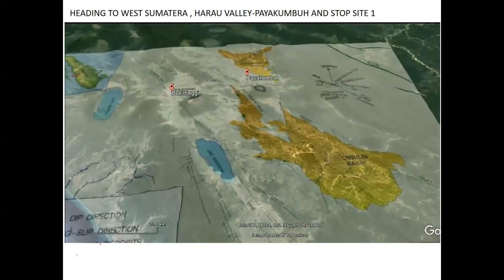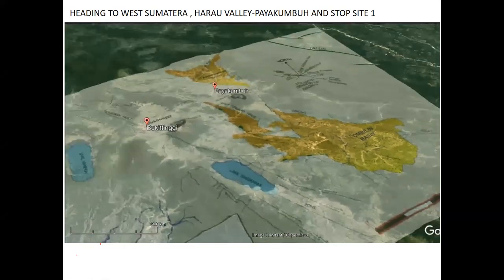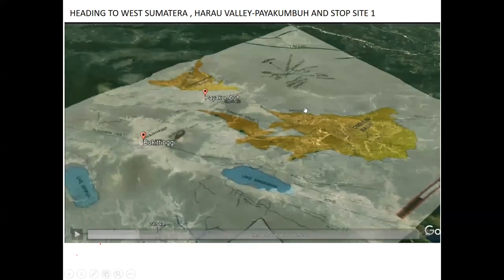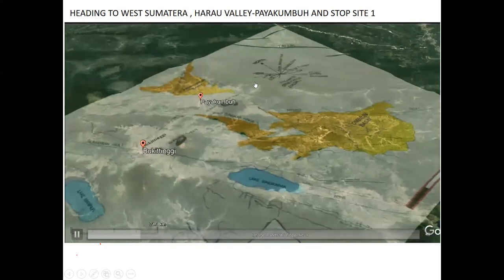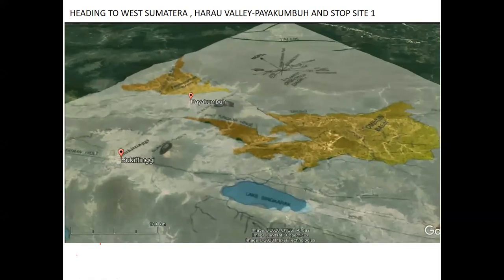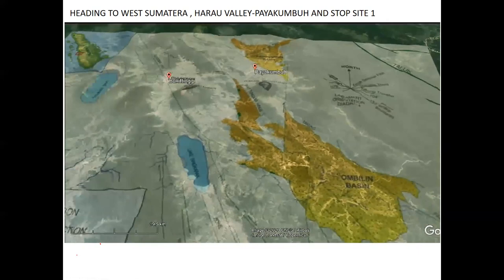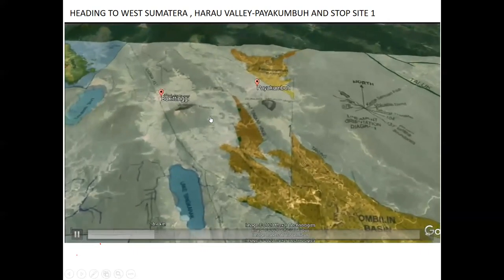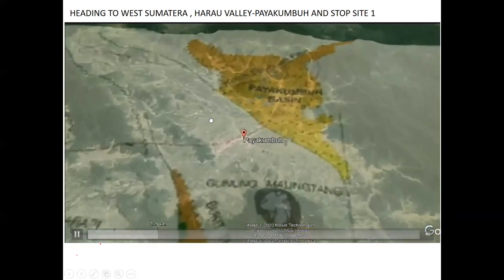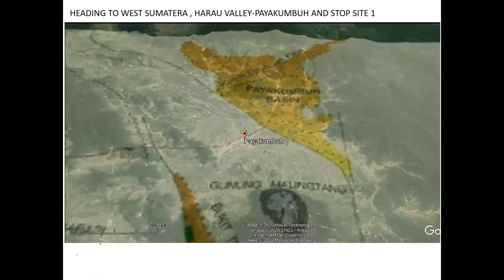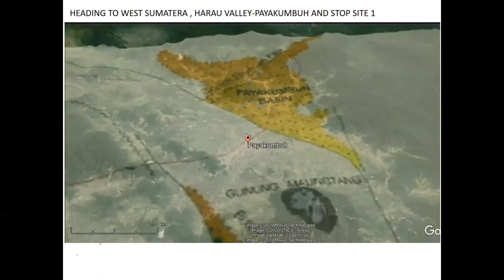So if we overlay with the structure map of the Paleogene Graben, we can see the well-known Ombilin basin is located here, whereas the Payakumbuh basin is located in the northern part. So all the outcrops that we're going to visit today belong to the Payakumbuh basin. You can see the asymmetrical form of the Payakumbuh basin compared with the Ombilin basin.